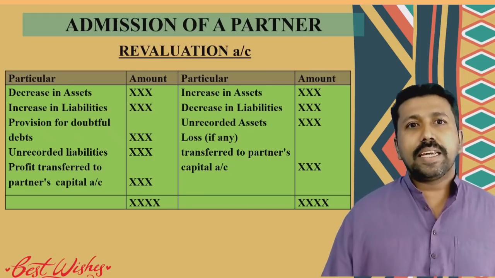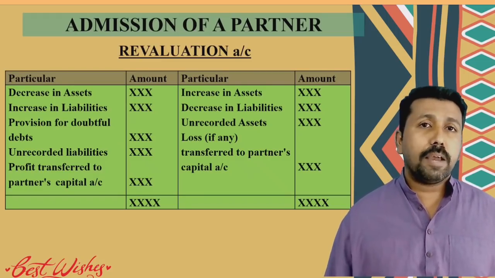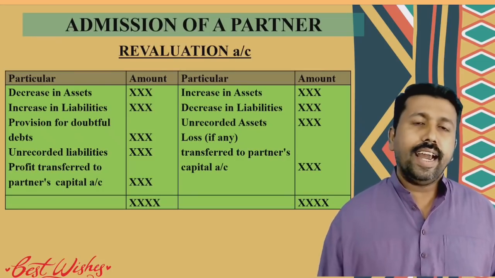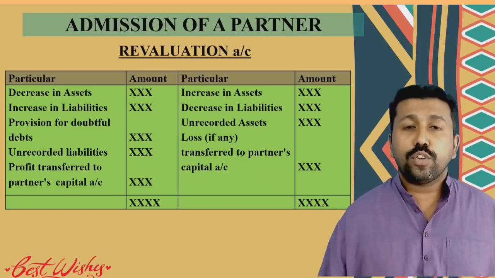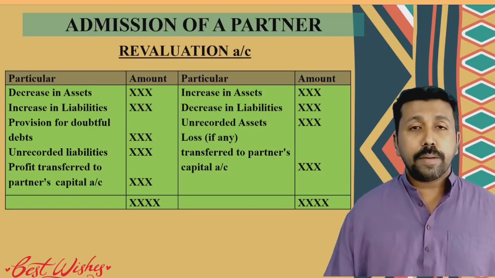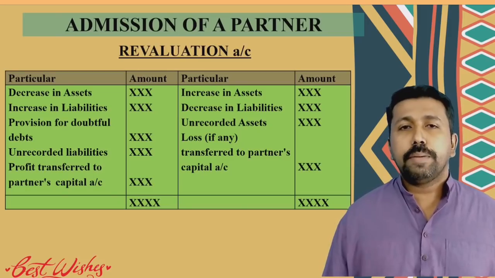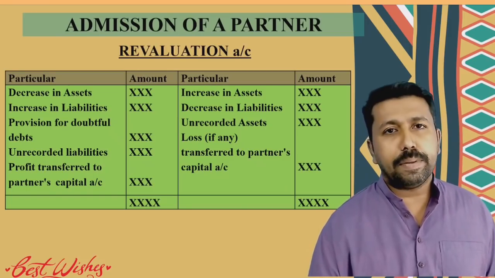And also kindly keep in mind the format of revaluation account. Increase in asset, decrease in liability, unrecorded assets are coming in which side? Credit side. And in the debit side, decrease in asset, increase in liability and unrecorded liabilities are coming. Revaluation profit comes in the credit side and the revaluation loss comes in the debit side. That will be transferred to partners' capital account.